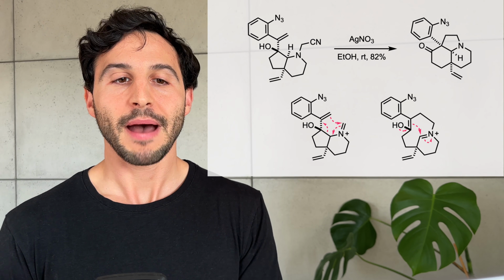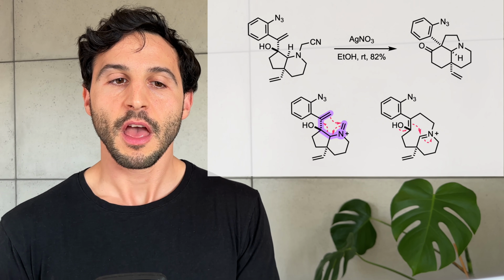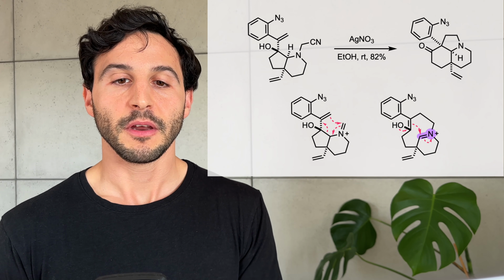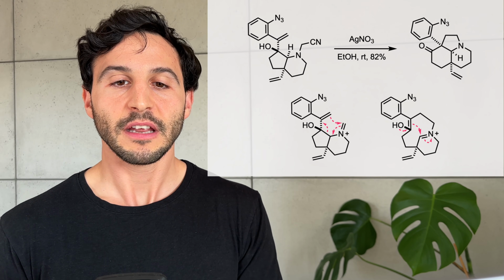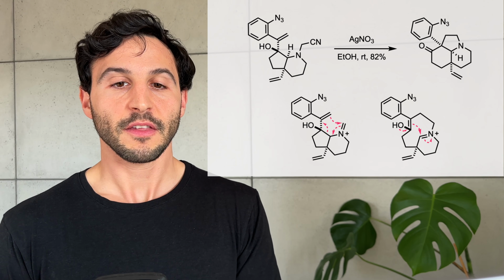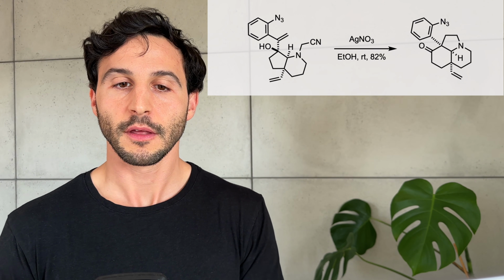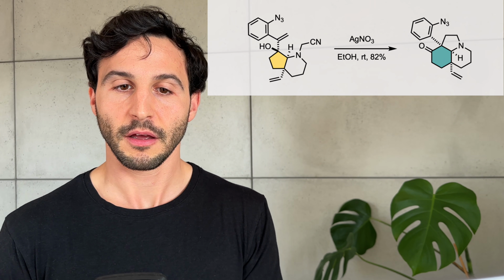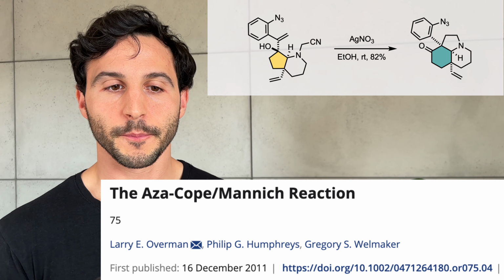The aza-Cope Mannich reaction involves a 3,3 sigmatropic rearrangement of an unsaturated iminium cation, generating the iminium ion and an enol which participate in a subsequent intramolecular Mannich reaction. This transformation represents an interesting strategy for achieving ring-expanding annulations. The 5-member ring expands to form a 6-member ring. For more details, check out this chapter on the topic.